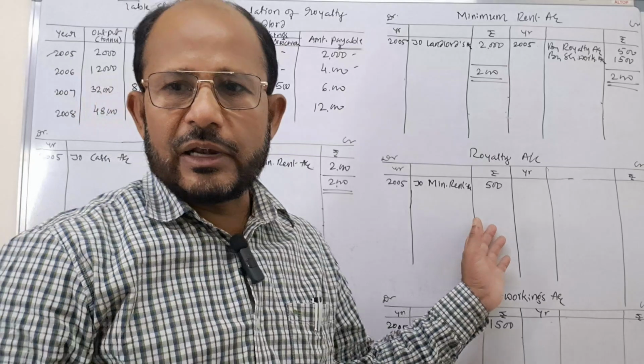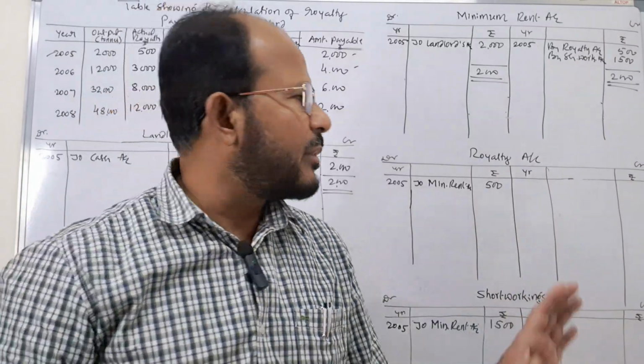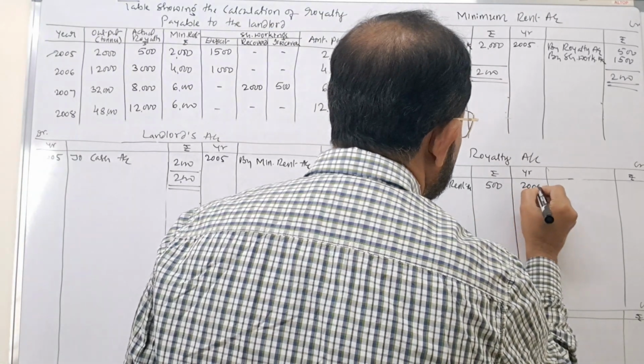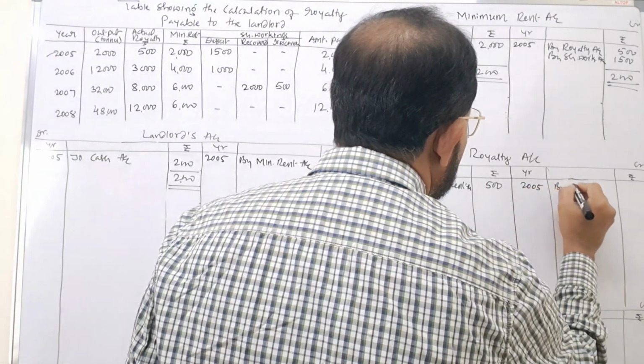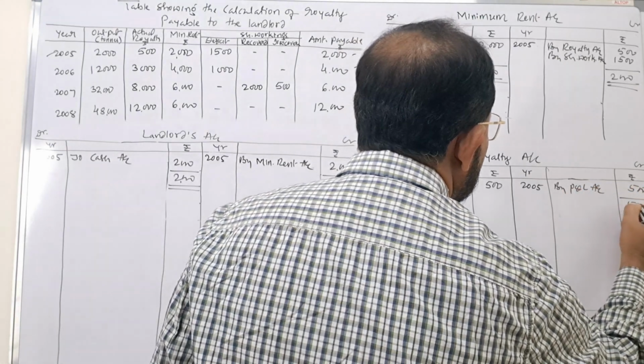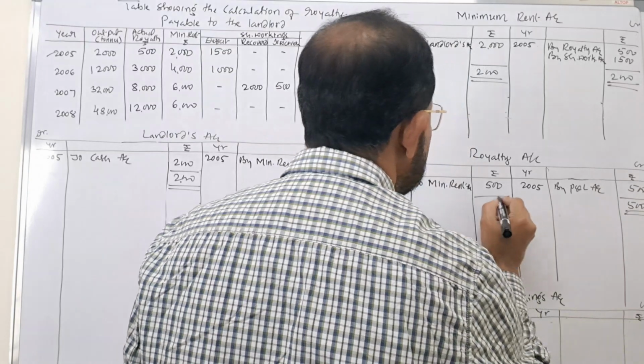How do you close a royalty account? Royalty account is closed by transferring the balance to P&L account. Already you have studied this part. By profit and loss account. Rupees how much? 500. You write 500 and rupees 500.